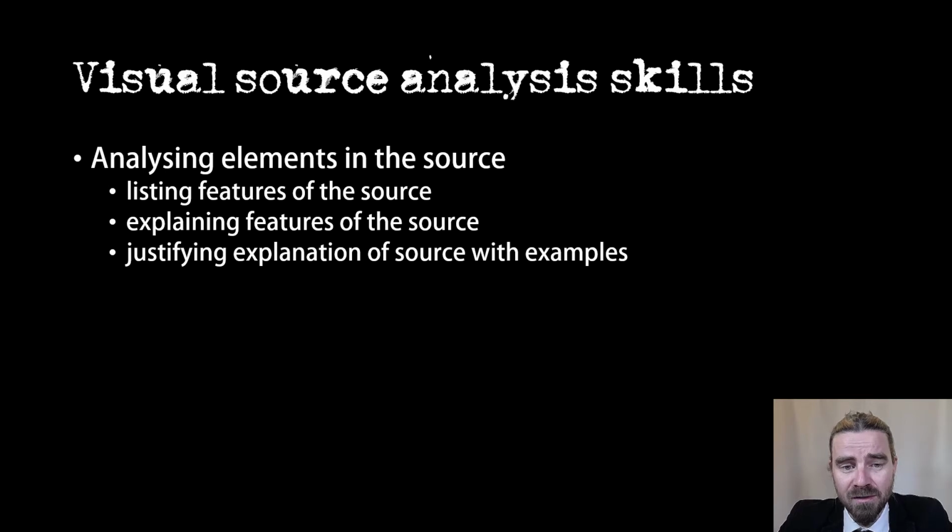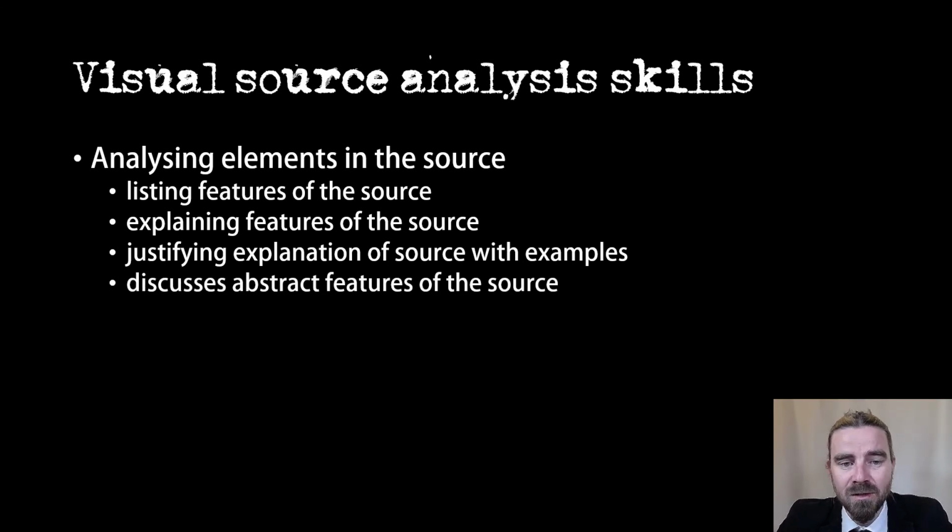Even higher than that is you've explained features of the source, but now you're justifying your explanation. You're going, yeah, that man has more power than that person because of the seating position that they're in, or something like that. Yeah, with examples. You're justifying your explanation with examples from the source. And the highest level is abstract features of the source. That means things that might be emergent, that come out, like power dynamics or stuff like that. That's not just things that have actually been drawn, yeah? Things that are implied in the cartoon.